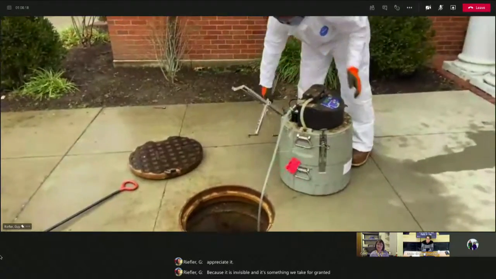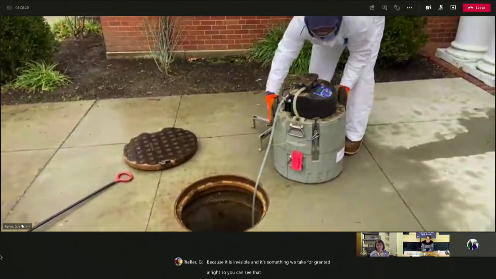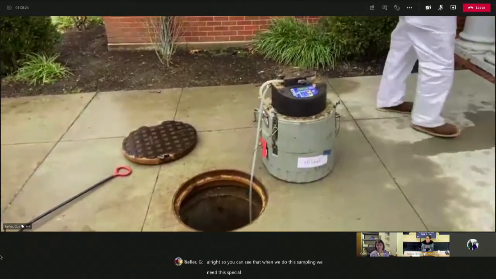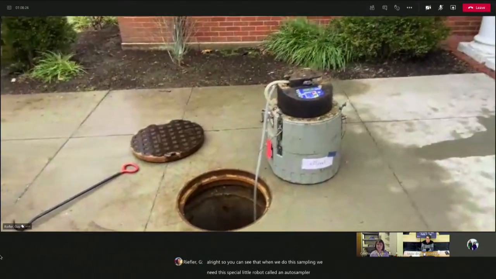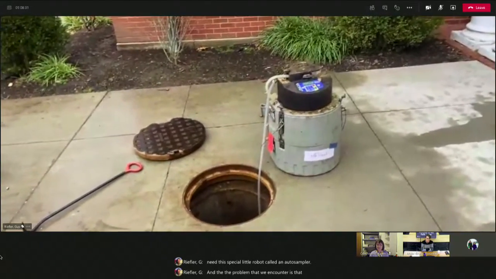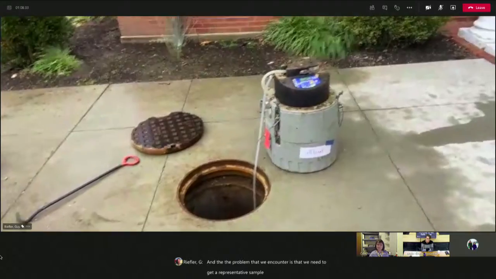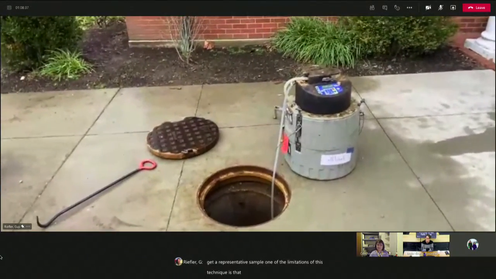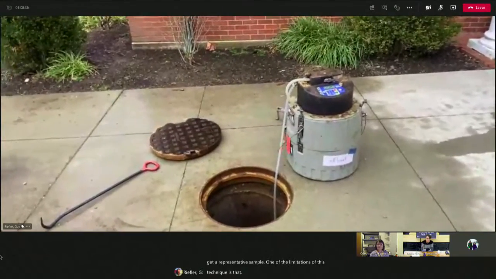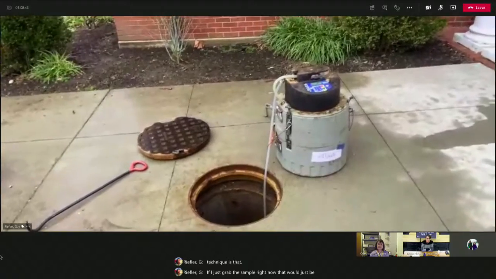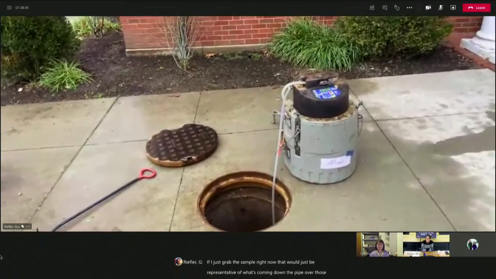All right, so you can see that when we do this sampling, we need this special little robot called an auto sampler. And the problem that we encounter is that we need to get a representative sample. One of the limitations of this technique is that if I just grabbed a sample right now, that would just be representative of what's coming down the pipe over those last 15 minutes, right?